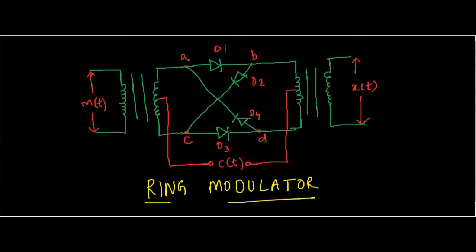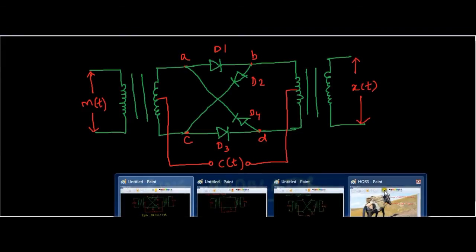In this video we'll be discussing the working of the ring modulator circuit. Ring modulator is a popular circuit used in the generation of DSBSC signal, where DSBSC stands for double sideband suppressed carrier modulation. So before going further, we'll discuss some things about conventional AM modulation.